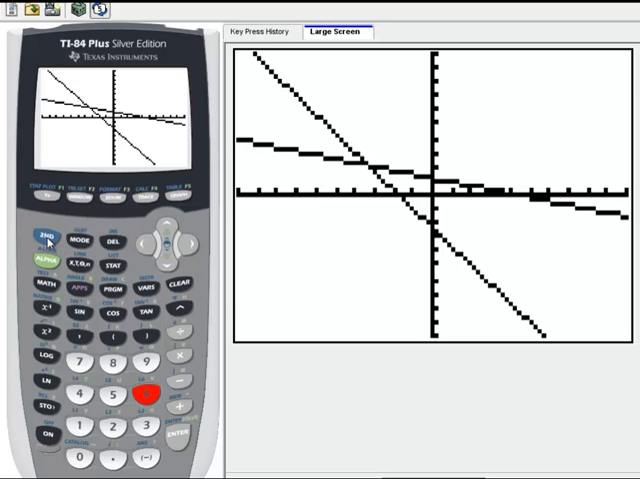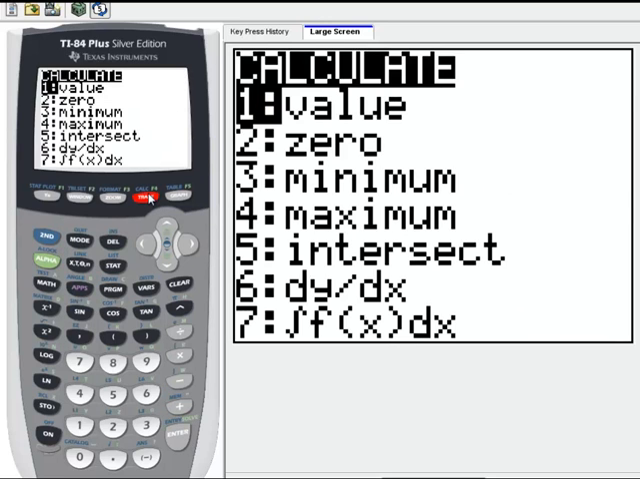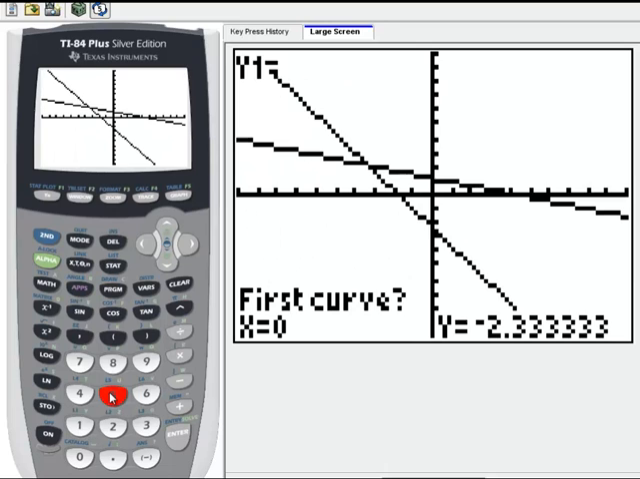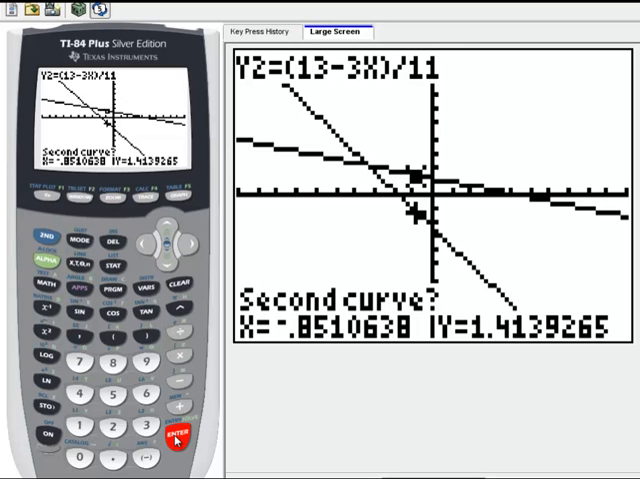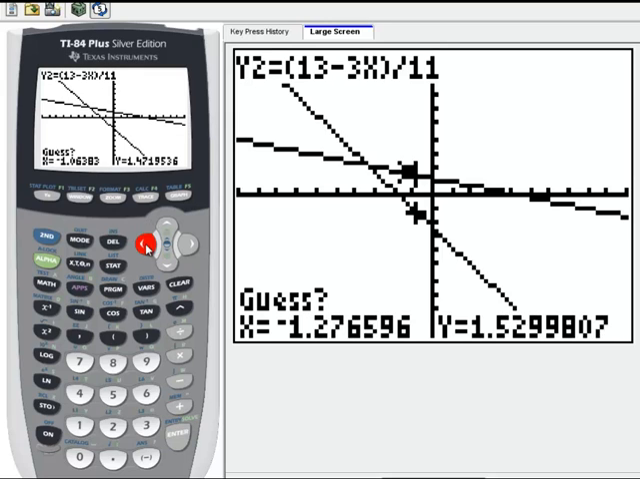This means second, calculate, intersect. Let's see, I'll move the cursor a little off the axis there just to make it more clear. Alright, could this be a first curve? Yes, say enter. Could that be a second curve there? Yes, by pressing enter. I guess navigating the calculator cursor a little to the left, about there, enter.